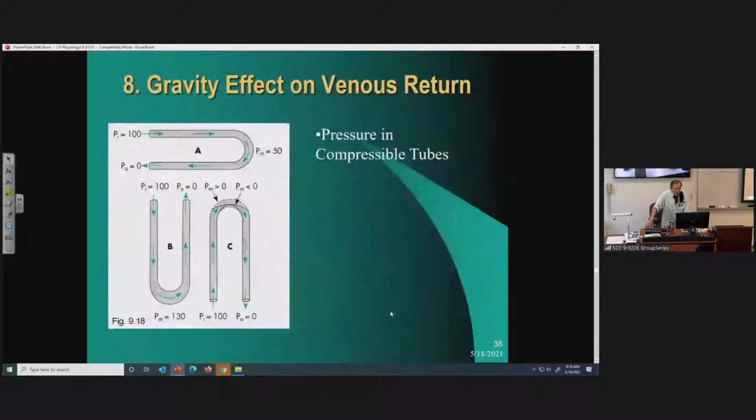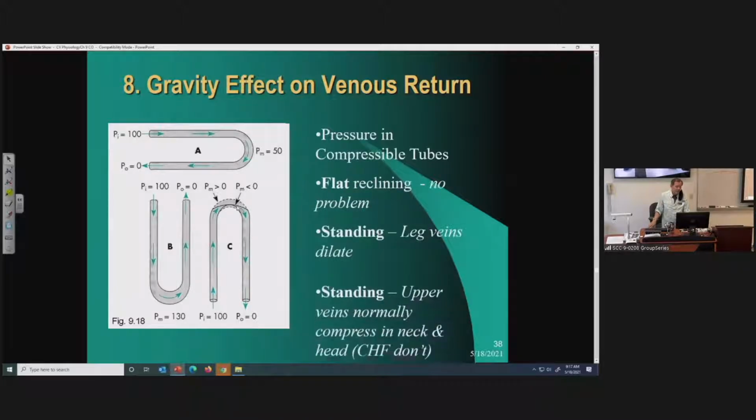Okay, let's talk about venous pooling. If you stand up, the surface veins collapse because they're not rigid, but the veins in your dependent legs swell up because they're compliant, 20 times. When you're standing, your leg veins are all stretched out, and the surface veins up in your neck will be all collapsed. This is just what happens.